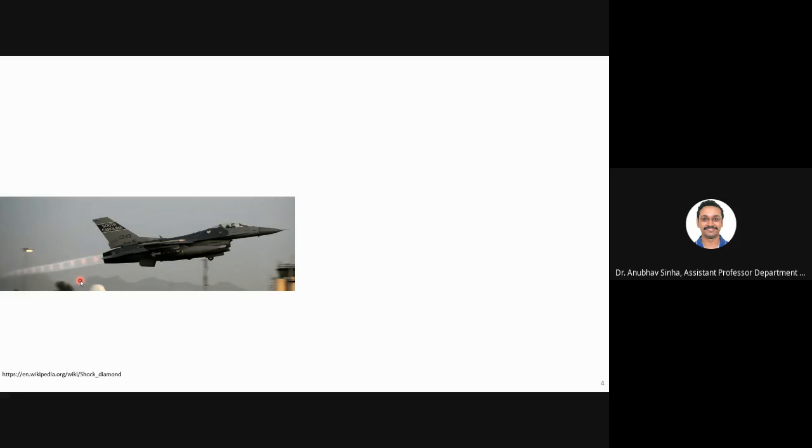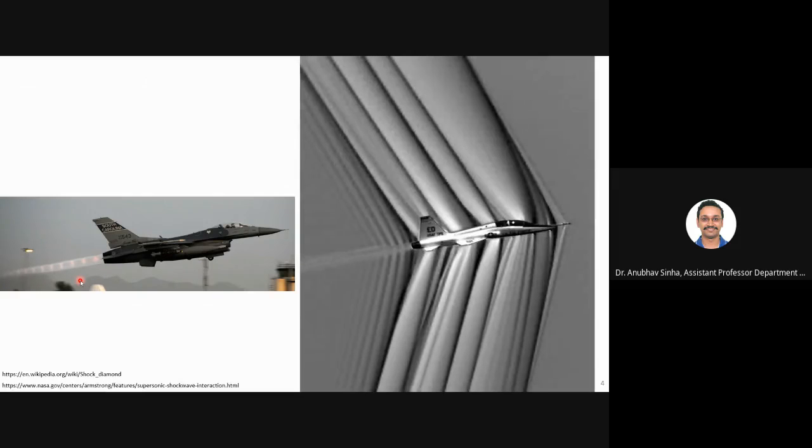Now, one other interesting feature which is not visible without instruments is this. If you look around an aeroplane, there are some flow patterns which are basically called shock waves, which we'll study in more detail. I'm just trying to give you examples: where do we see compressibility effects, how do they look, and what are their applications?